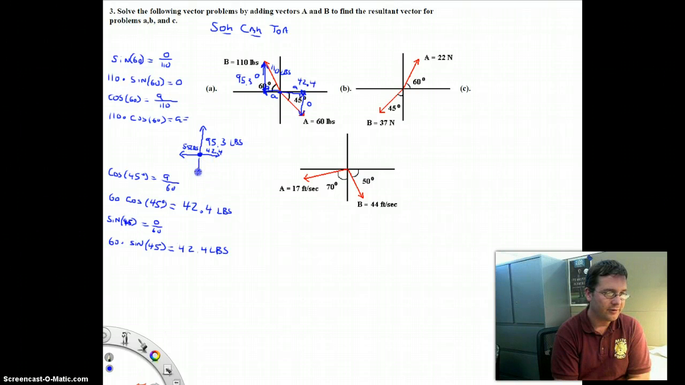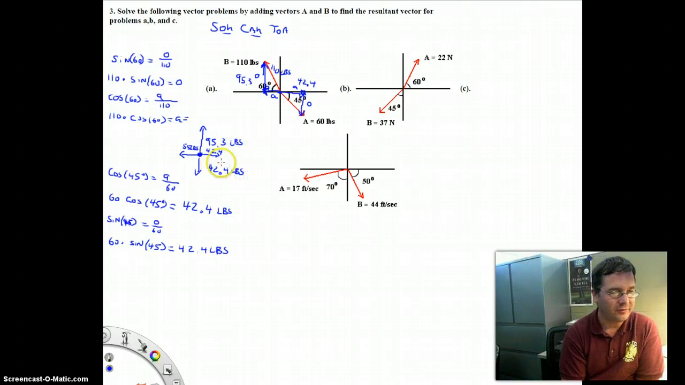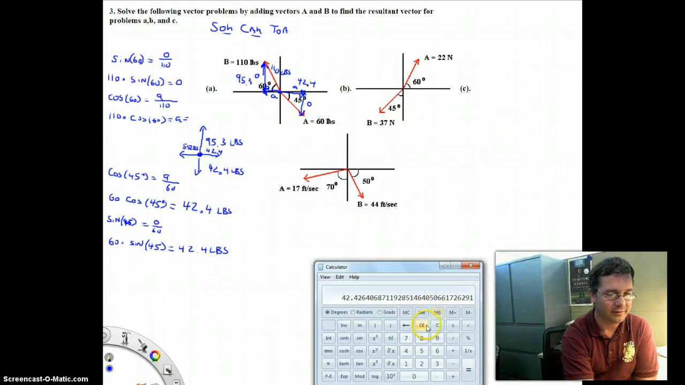So we could have a 42.4 pound downward force from this other vector. Now, the final step is just simple addition of these vectors that are opposite of each other. So we have 95 pounds upward, we have 42 pounds downward. Let's find out what the net result of that is.